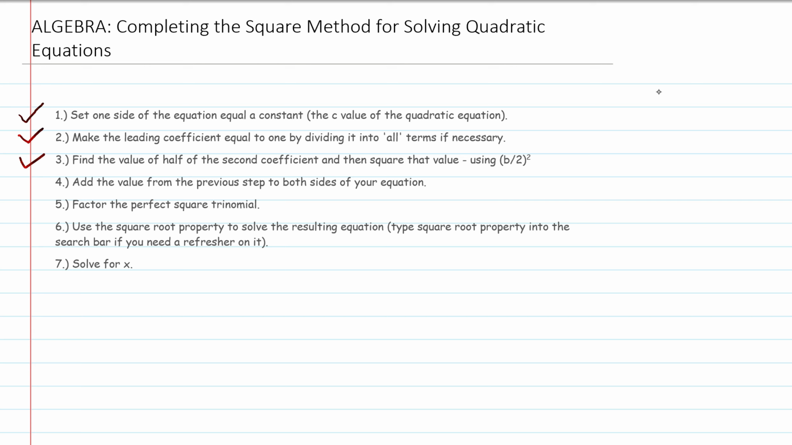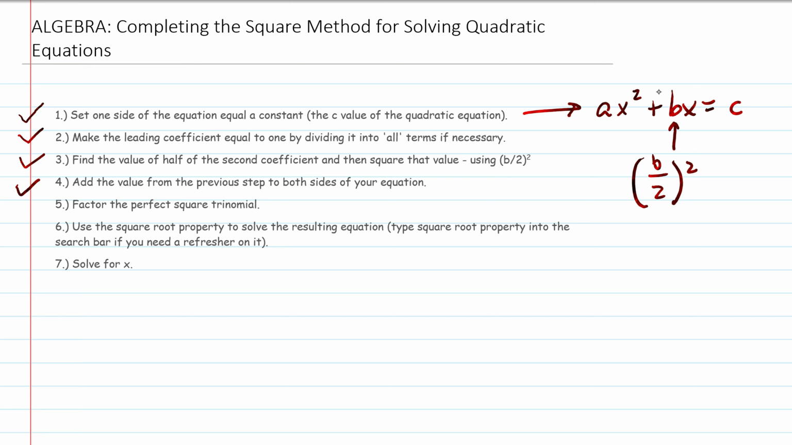You're going to complete the square. So basically find half of that b value. Remember, it's in ax squared plus bx equals c form here. So in this one, you're going to find the b value and divide b by 2 and then square it. And then that value in step 4, you're going to add to both sides.